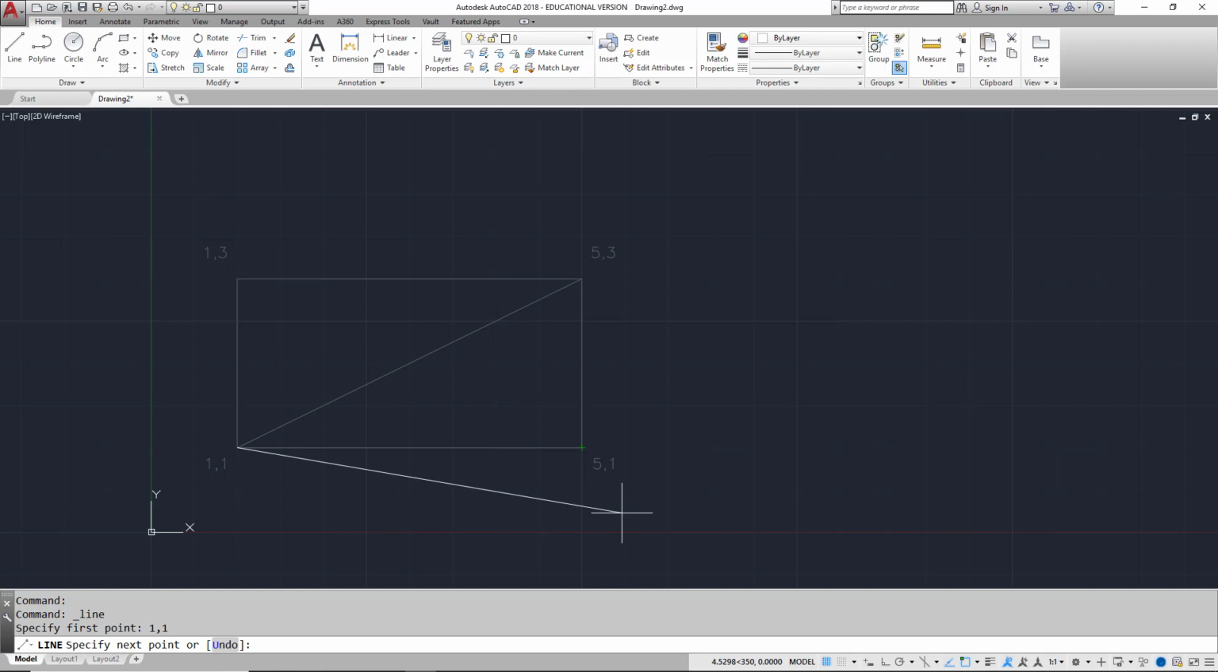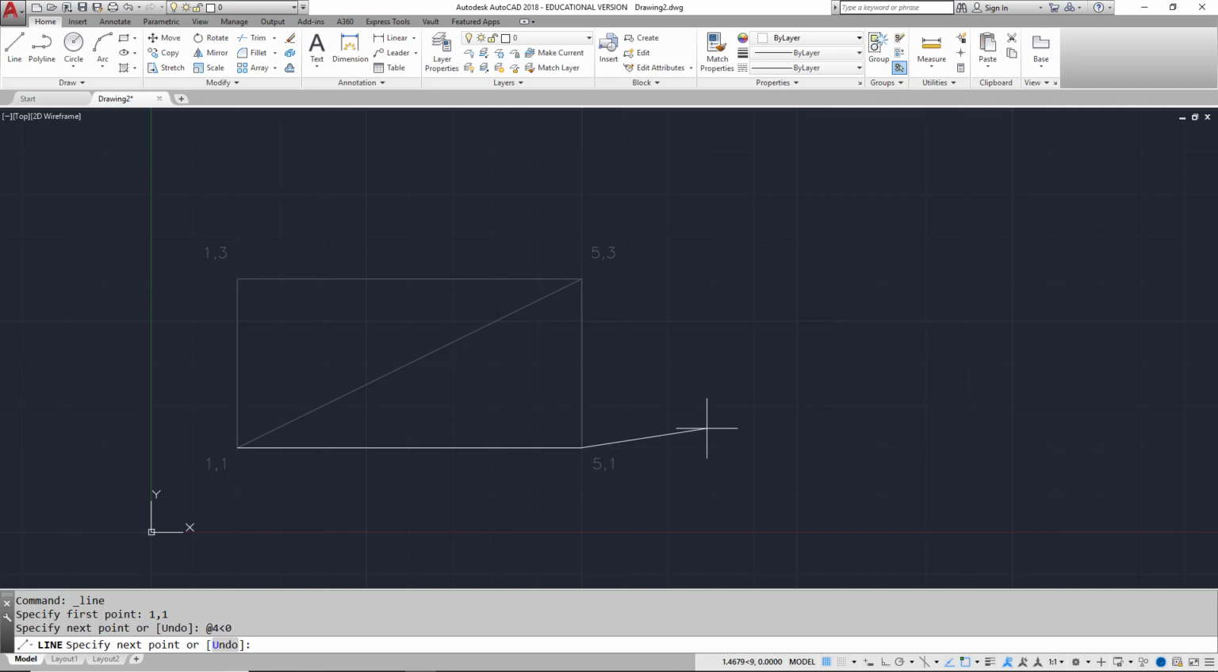But using a polar coordinate is different. I'm going to say at because, again, this is a relative system, but this time I'm going to give it the distance, 4, followed by the less than sign, which makes it look like an angle, and then tell it the angle, 0. Now this is not x and y, it's a distance and a direction. You're telling the computer, from the previous point, I want to go 4 units at an angle of 0, and 0 is straight out to the right. When I press enter, it will draw that first segment.